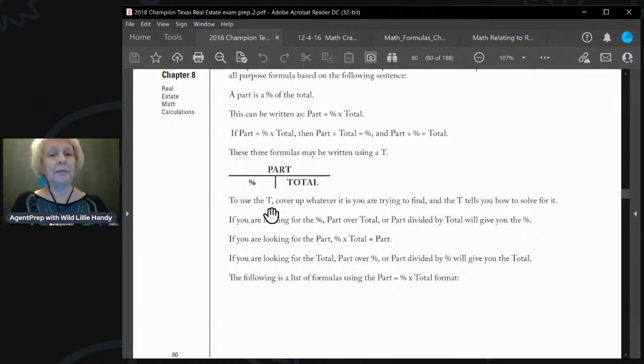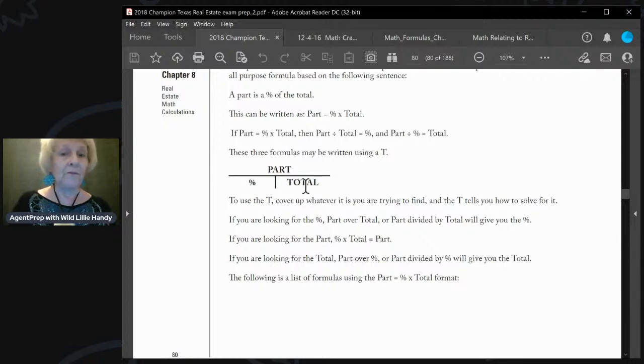So to use the T, cover up whatever it is that you are trying to find. So if you're trying to find what part of the total is 50%, you're going to hide the part. So what are you going to do? Percentage times the total will give us the part. Okay? So that T tells you how to solve whatever you're looking for.